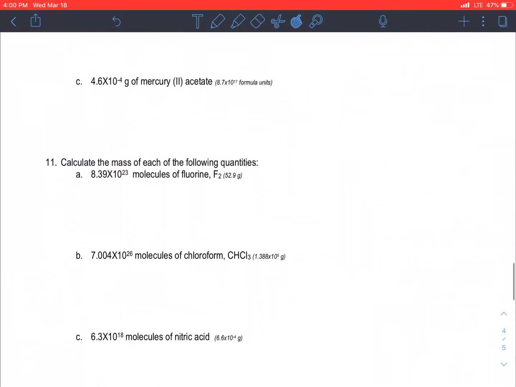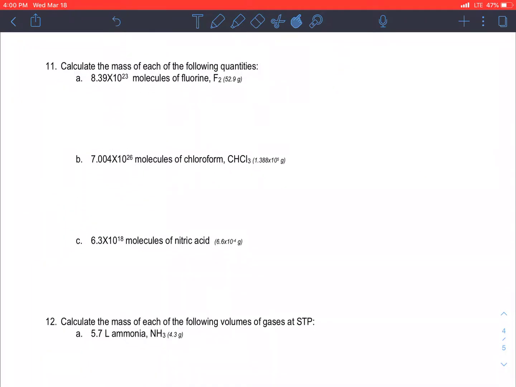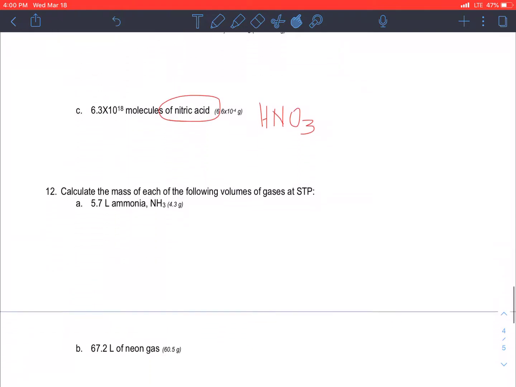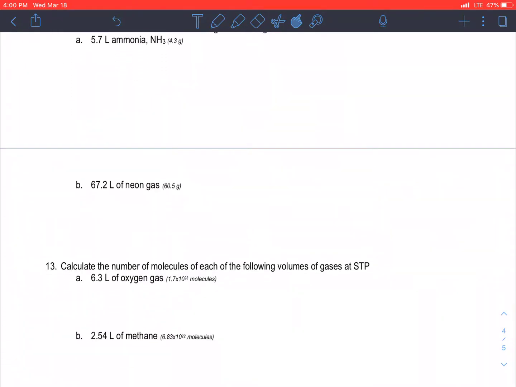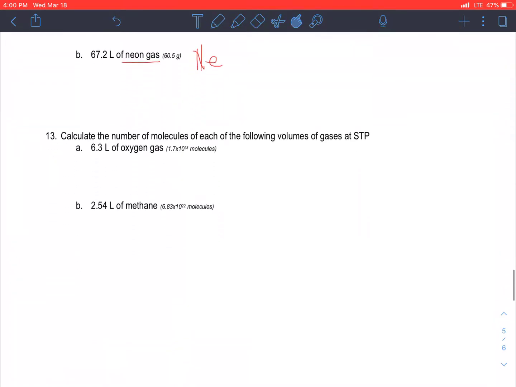Okay, scrolling down, let's see if there's any weird ones. Okay, nitric acid, this is one formula you'll need, HNO3. Okay, ammonia's given. Neon gas, this is not supposed to be a weird one, it's just Ne. It's not a diatomic element.